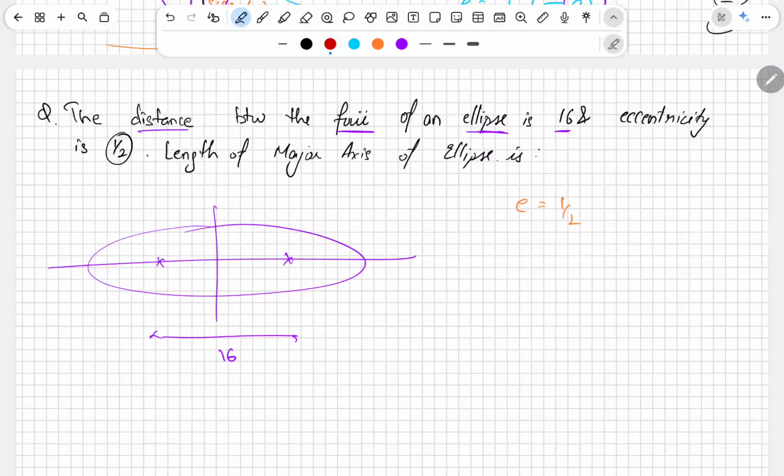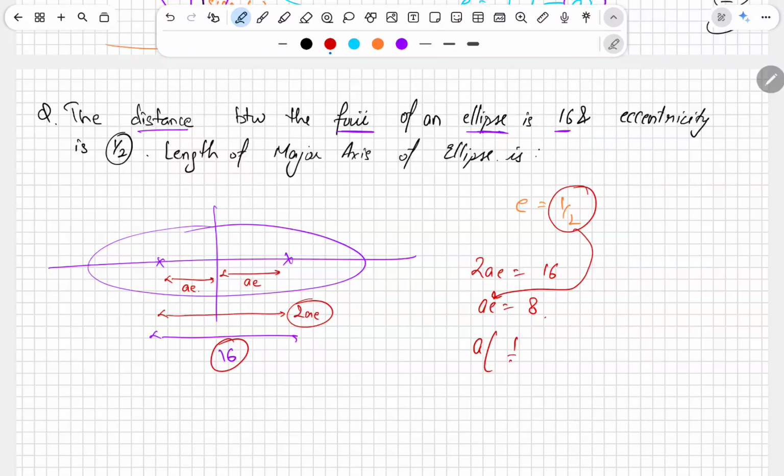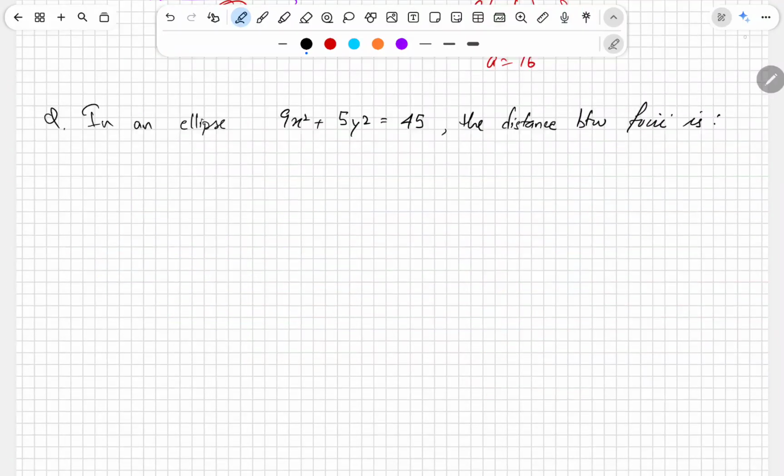It is a simple question for someone who remembers the formulas. As I said, this distance is AE. So this distance will also be AE. So I can say this total distance will be 2AE, which is equal to 16. So I'll write 2AE equals to 16. AE equals to 8. Now put the value of E, half over here. A into half is equal to 8. So A is equal to 16. And we know A is this length, which is 16. This length is also A, 16. 16 plus 16 is going to be 32. That will be the length of major axis.